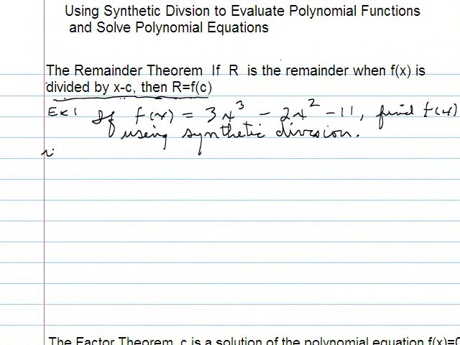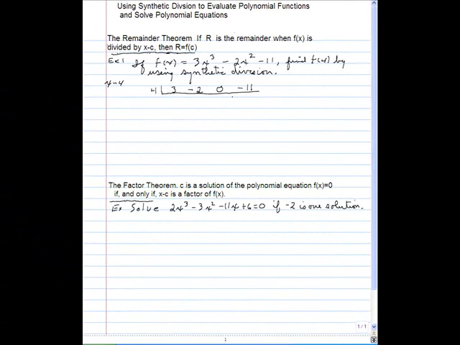So if I want to divide that by x minus 4 using synthetic division, first I'll change the sign to positive 4, and then I'll set up my synthetic division with the coefficients of f of x. 3 for x cubed, negative 2 for x squared, and I notice there's no x term. So 0 to hold the place for the x term, and negative 11 for the constant term. And now it says if I just divide this out and get the remainder, that will be f of 4.